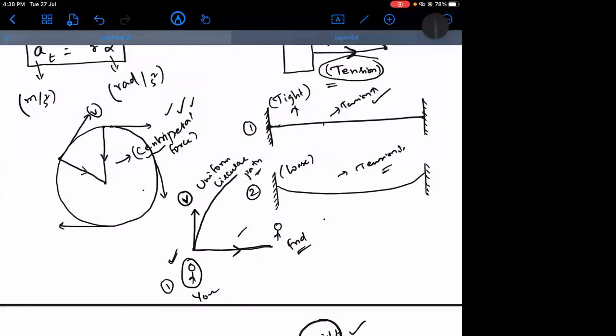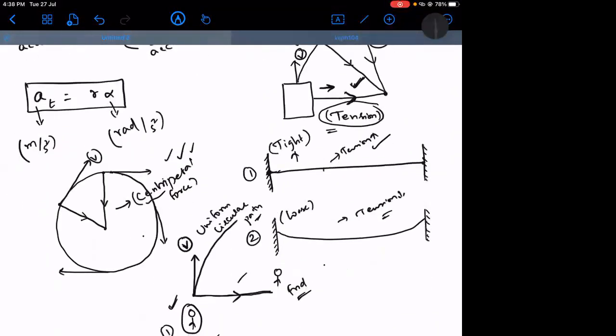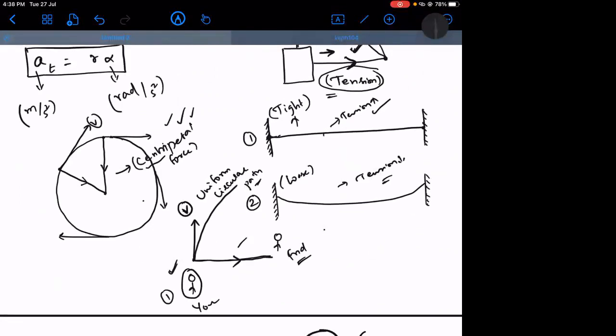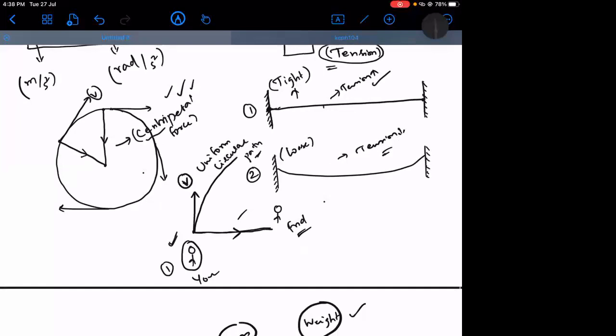So I wanted to tell something. I forgot. 1 minute. Sir, could you repeat the statement for uniform circular motion? Please write it down.